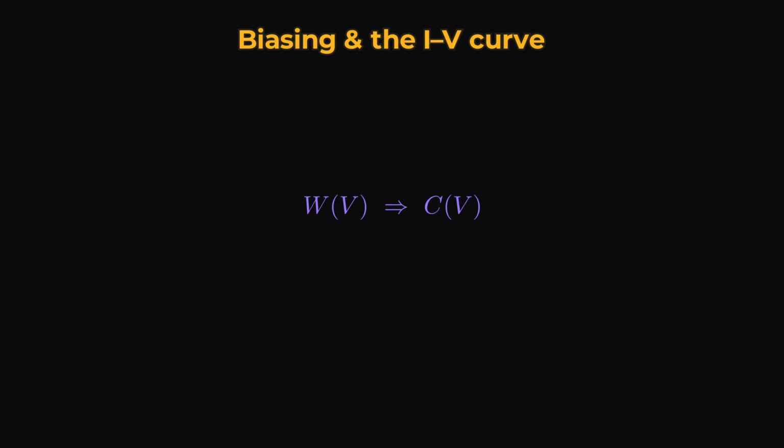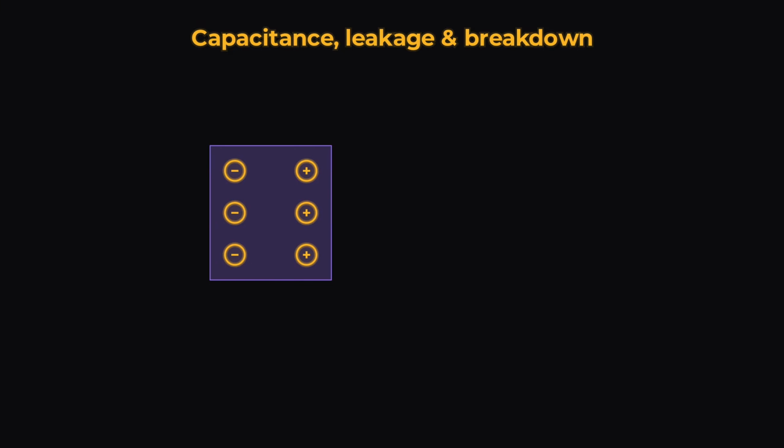The depletion width changed with bias, and a changing width has a second consequence. This leads directly to capacitance. The depletion region stores charge, so the junction also behaves as a capacitor. Two ion layers of opposite signs sit across an insulating gap. That is the structure of a capacitor.